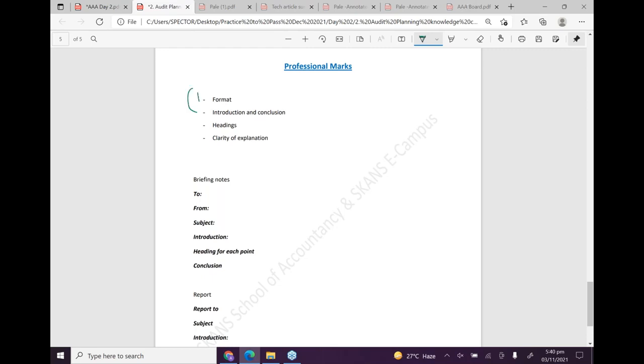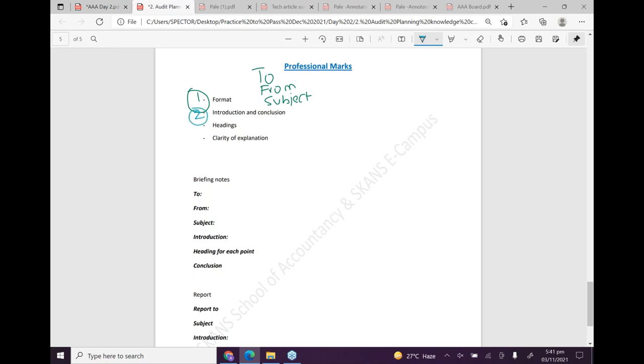Your first mark is for writing to, from, and subject. So based on the requirement, she would tell you who the briefing notes are for and who they are from. So to the engagement partner, from the engagement manager, planning of ABC Co. So literally when the markers see to, from, subject, they would give you the first mark.